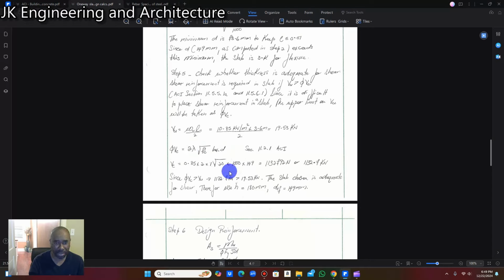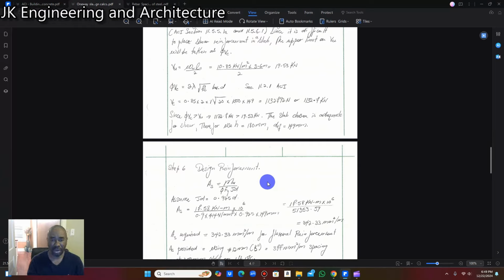When we plug that into the formula, VC equals 0.85 times 2 times 1 times the root of f'c, which is 20, times 1,000, the 1 meter width or 1,000 millimeters, times the depth of 149 millimeters. That works out to be 1,132,792 newtons. Now we divide that by 1,000 to bring it to kilonewtons, so we are getting 11.32 kilonewtons.